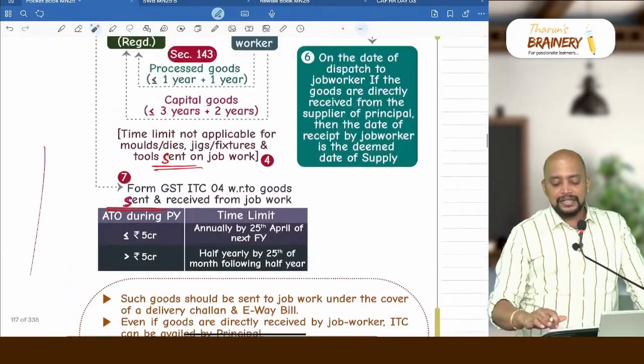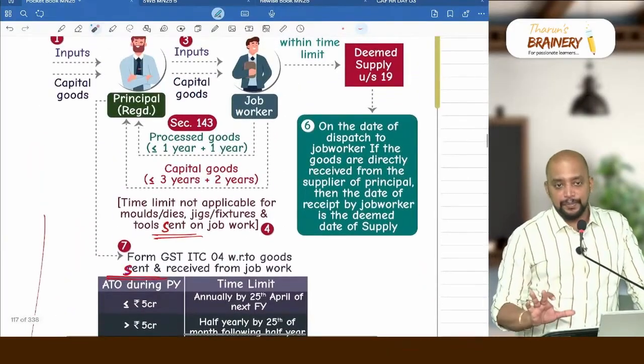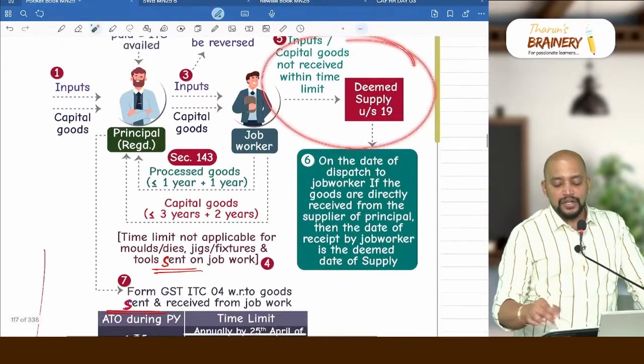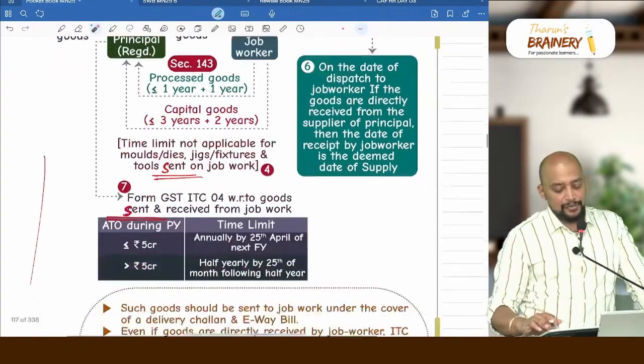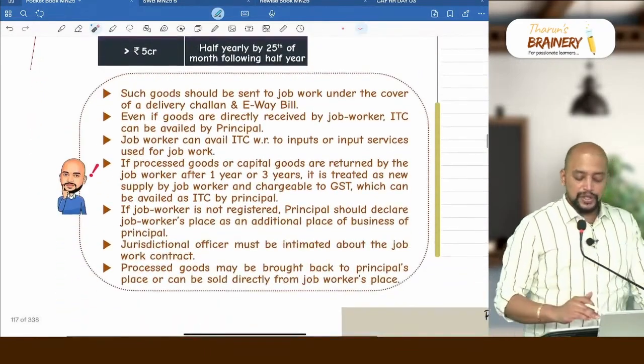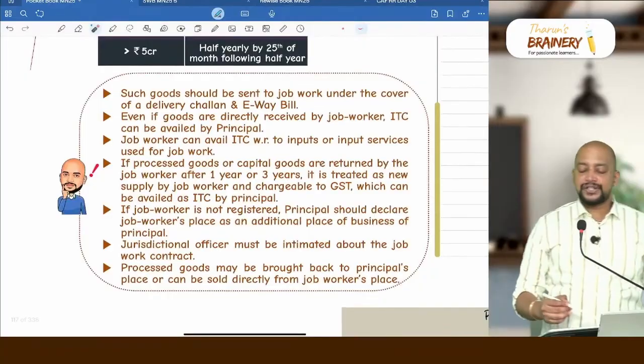So mainly this is useful for MCQs and theory purposes only. You need to remember this time limit, and you also should remember what will happen if the goods are not received within the time limit, and you need to remember the time limit for ITC 4. Then look into the next one, some special points in this regard.